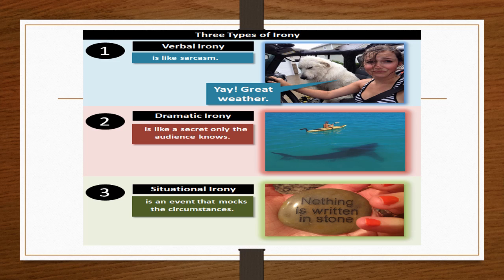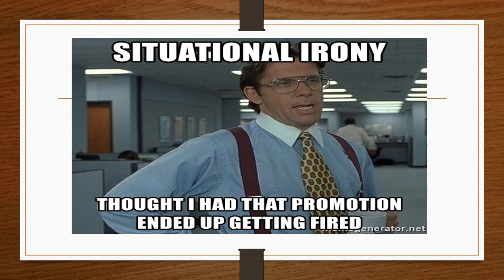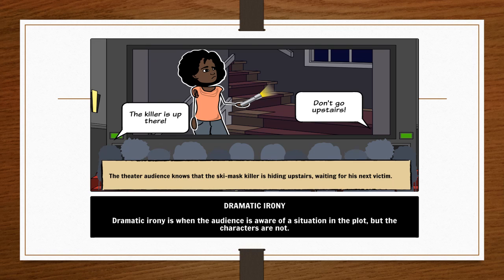Number 1. Verbal irony is like sarcasm. Number 2. Dramatic irony is like a secret only the audience knows. Number 3. Situational irony is an event that mocks the circumstances. Here are other examples. Verbal irony: my day is going great, thanks, saying the opposite of what you mean. Situational irony: thought I had that promotion, ended up getting fired. Dramatic irony: the theater audience knows that a masked killer is hiding upstairs, waiting for his next victim.